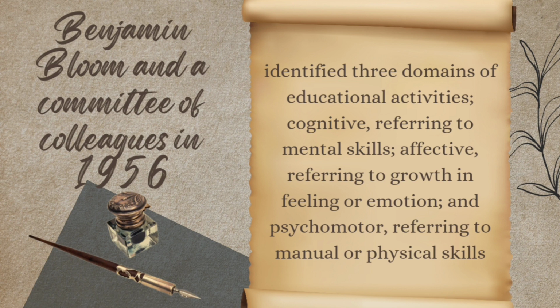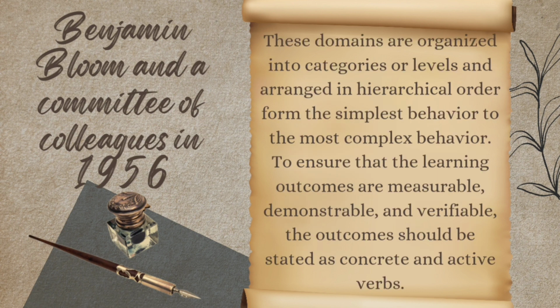wherein this will be your basis on what learning outcomes or objectives you will be creating in your lesson plans. So these 3 domains are organized into categories or levels and arranged in hierarchical order, from the simplest behavior to the most complex behavior. To ensure that the learning outcomes are measurable, demonstrable, and verifiable, the outcomes should be stated as concrete and active verbs. In Bloom's taxonomy, you will be able to see the stages or levels of each domain.